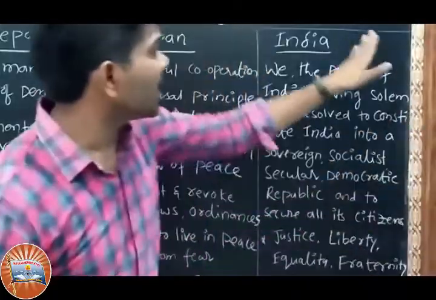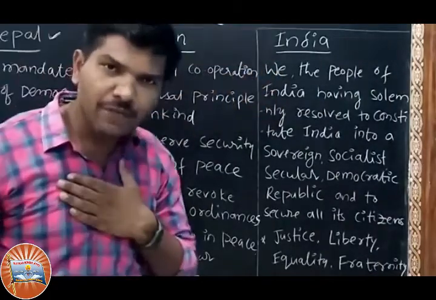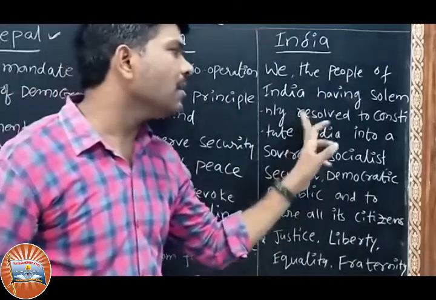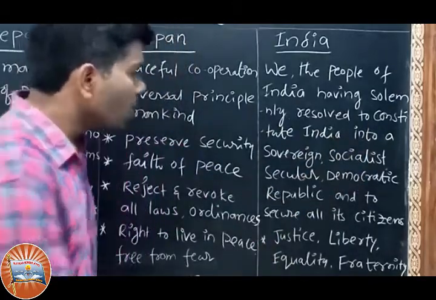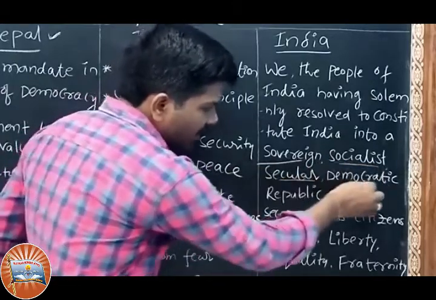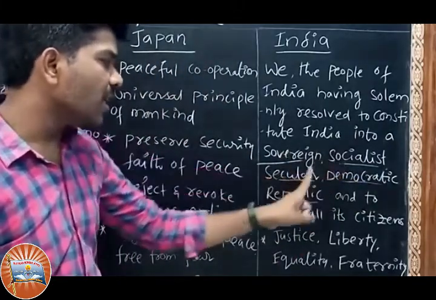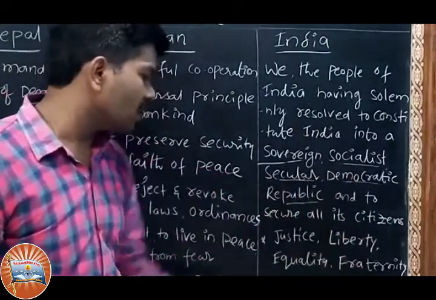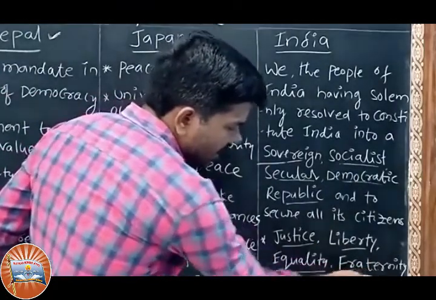Now let us see India's preamble. The preamble of India starts with: We, the people of India, having solemnly resolved to constitute India into a sovereign, socialistic, secular, democratic republic, and to secure all its citizens justice, liberty, equality, fraternity.